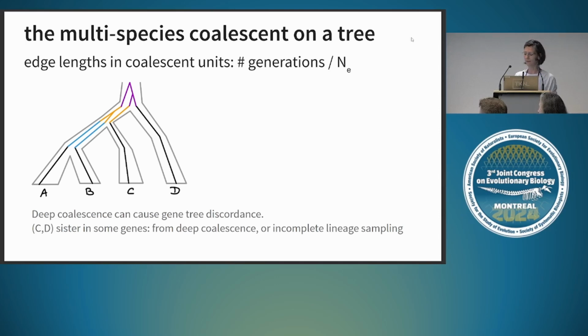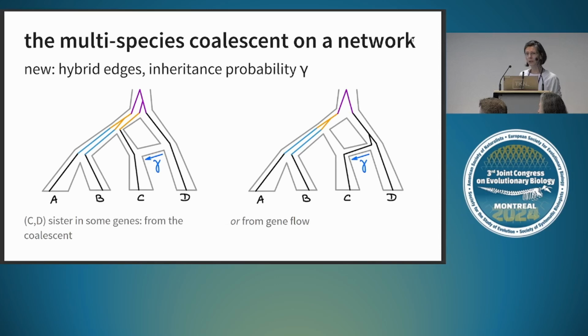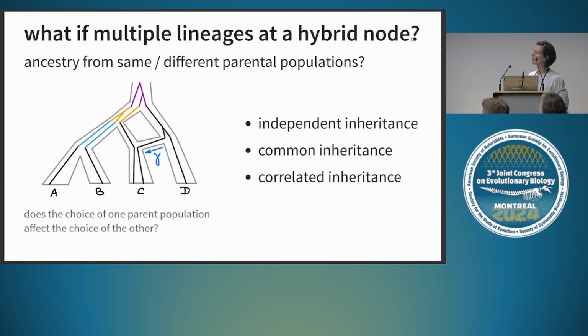because of ILS. Now, if we're on a network, we have some nodes that have two parent edges because some nodes are hybrids getting genetic material from two parental populations. And I need to have an extra parameter that tells me what proportion of the genome was inherited from one parent and what proportion from the other parent. So then here, CD can be sister either because of ILS or because of introgressed genes, just like Dylan was talking about.